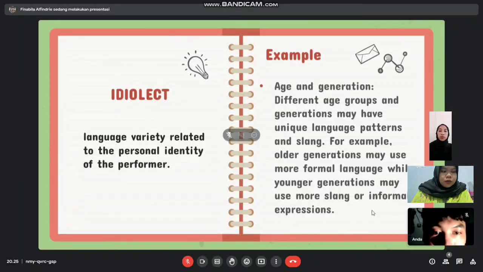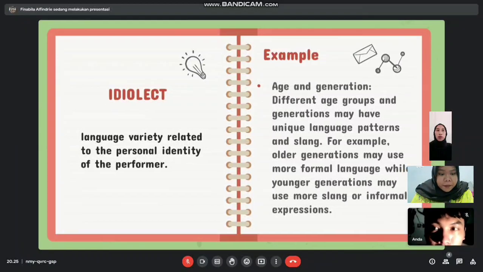Idiolect is a language variety related to the personal identity of the performer. Example: age and generation. Different age groups and generations may have unique language patterns and slang. For example, older generations may use more formal language while younger generations may use more slang or informal expressions. Next.